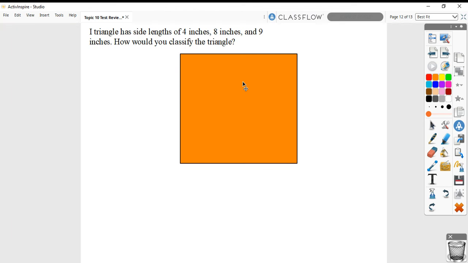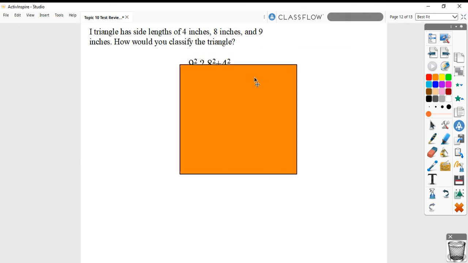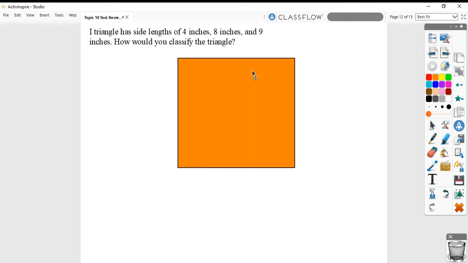Now we know the Pythagorean theorem says a squared plus b squared equals c squared, and that tells us about the side lengths if you're working on a right triangle. But if you're not working on a right triangle, then a squared plus b squared is not going to be equal. It's going to be either less than or greater than. If c squared is less than a squared plus b squared, then that's going to be an acute triangle. If c squared is greater than a squared plus b squared, then it's going to be an obtuse triangle.